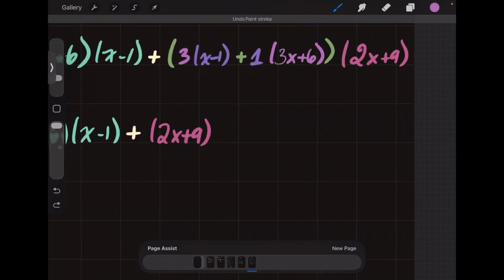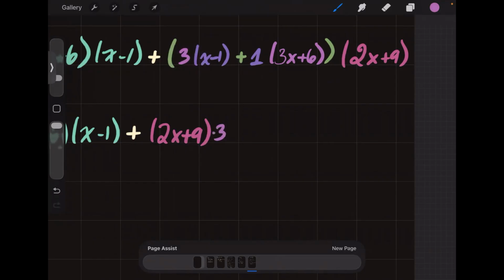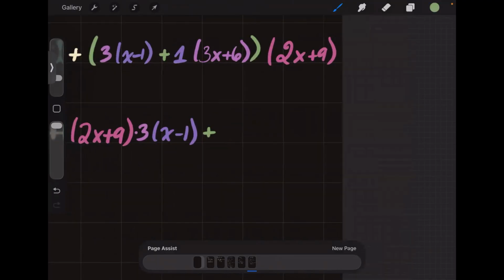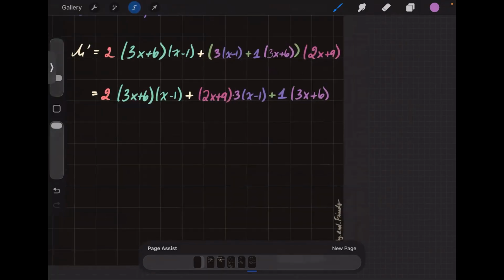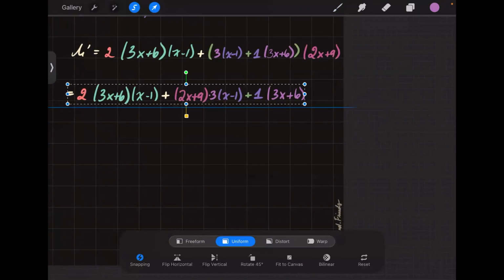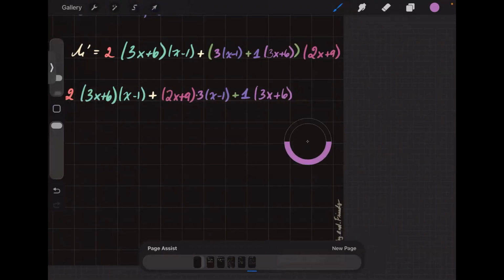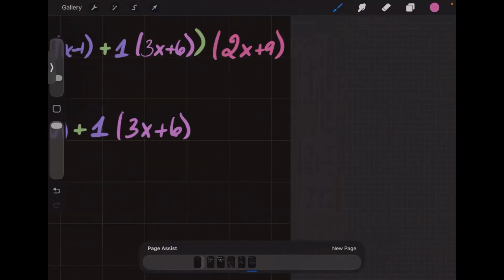times 3 times x minus 1 plus 1 times 3x plus 6. I'm going to shimmy so we have some space. Times 2x plus 9.